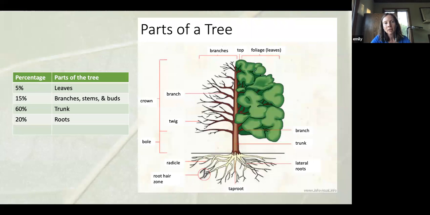But see in these percentages, 15% is for bark, or is for branches, stems, and buds. 60% is for trunk, and then 20% is roots. I've never taken a root ID class. I'm not sure I want to, but I have seen several tip ups, so maybe I should start thinking about that. It'll be a way to expand my repertoire in the future.